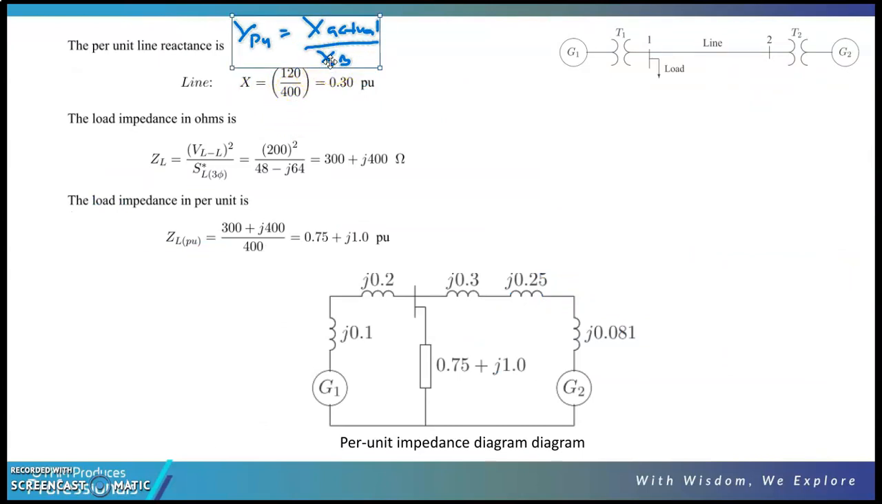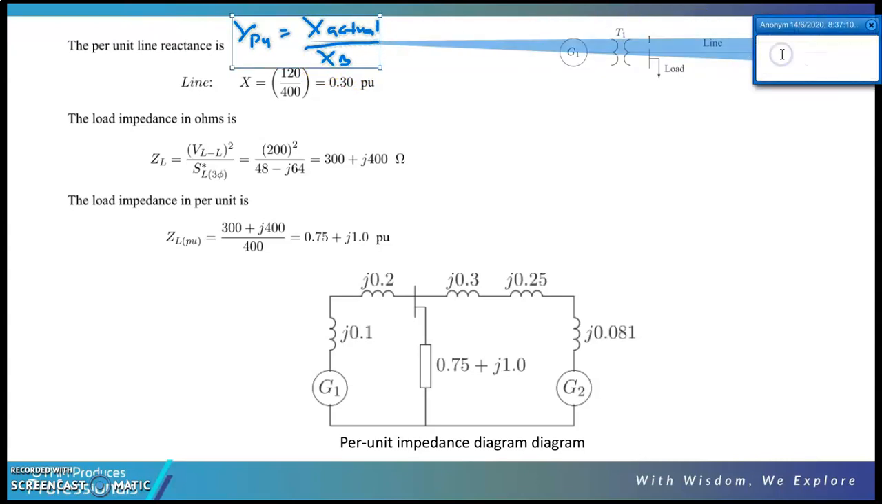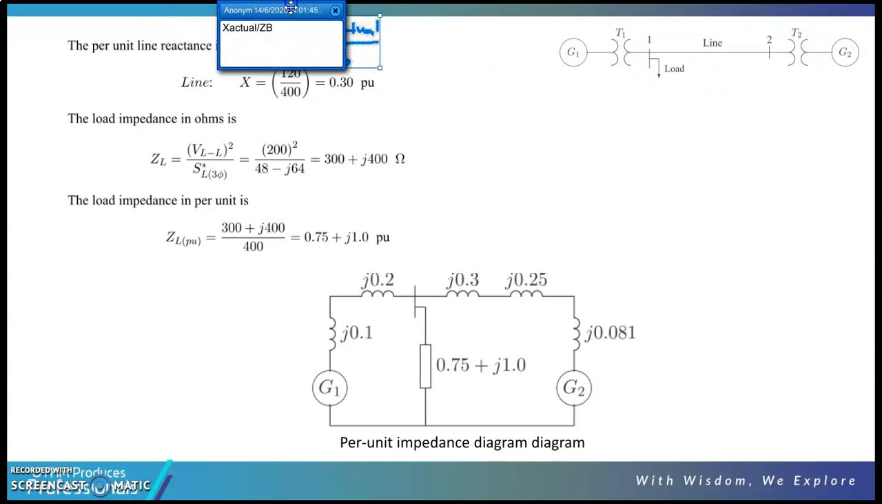In this case, you have information of X of the transmission line. So X per unit of the line you can determine according to this value. Sorry, X per unit of the transmission line equal to X actual divided by Z base. This one is Z base, not X. X actual divided by Z base.